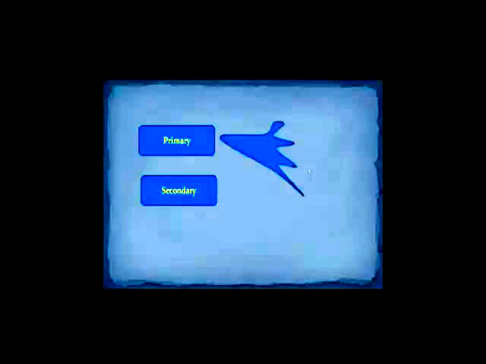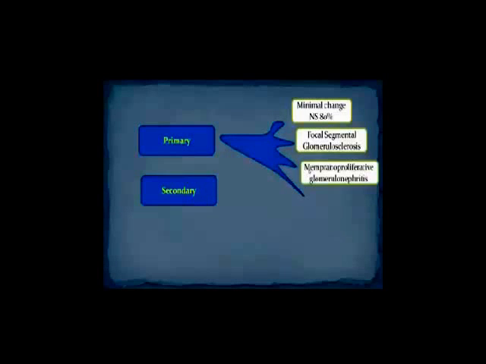Nephrotic syndrome happens due to primary causes or secondary causes. This is the list of primary causes. We have minimal change nephrotic syndrome, which is the most common one. It forms about 80% of the primary causes. And also focal segmental glomerulosclerosis, which is the second most common one, and membranoproliferative glomerulonephritis, and also membranous nephropathy.